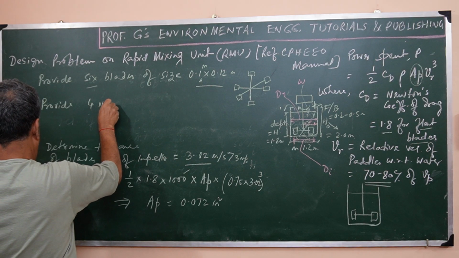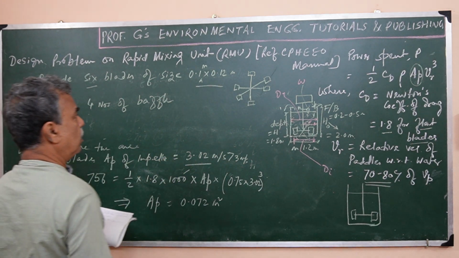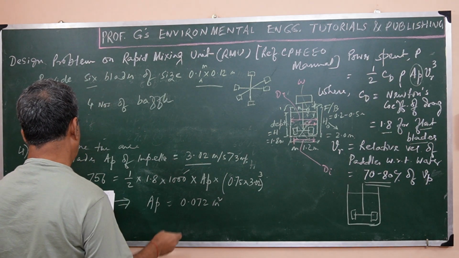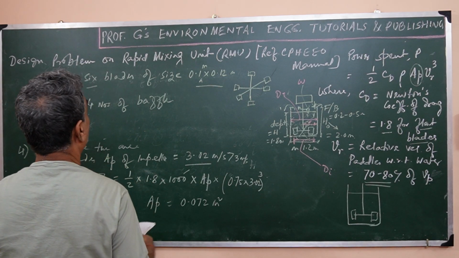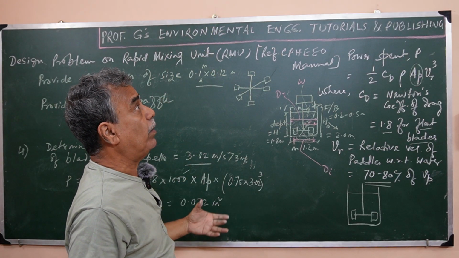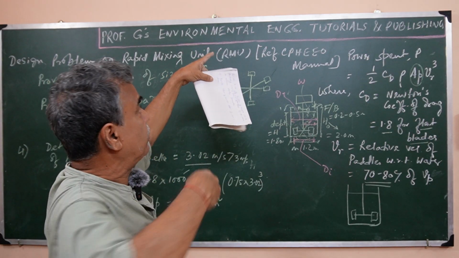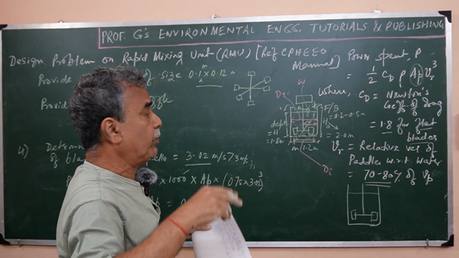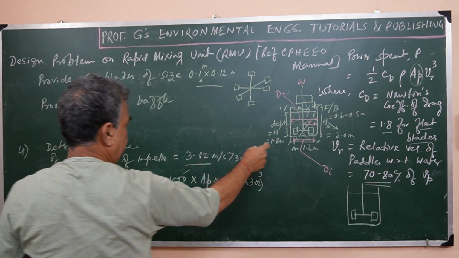And provide 4 numbers of baffles, as I have told earlier, just to minimize the vortex formation and local mixing around the blades. We need to provide some vertical baffles also. As you see here in the room, the baffles are projected, intruded, so that when it is rotating and facing this, the churning will reach throughout the tank. Otherwise, the churning will be only around the impeller tip or the blades.